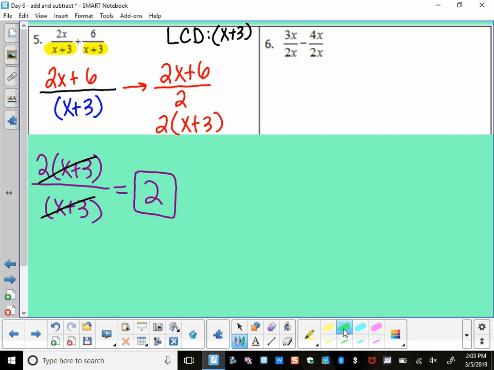Look at number 2 or number 6. Do I have the same denominator? Yeah, so my LCD is just going to be 2x, right?